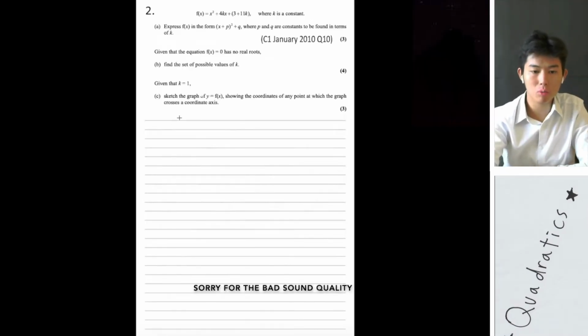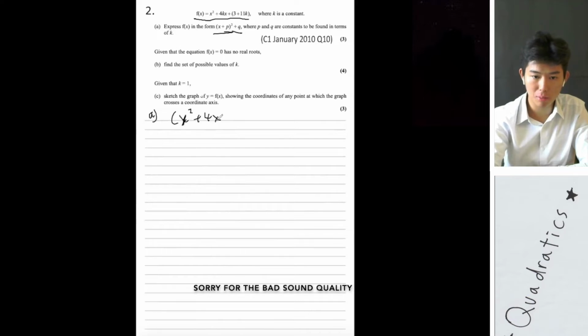Okay, let's carry on with question 2 in the past paper. For part A, they want us to express this equation in the form of (x plus p) squared plus q. So first thing first, we have to separate x squared plus 4kx, plus 3 plus 11k. I'm going to hold this for a while. I'm not going to touch it. I will just copy it down to the next step.